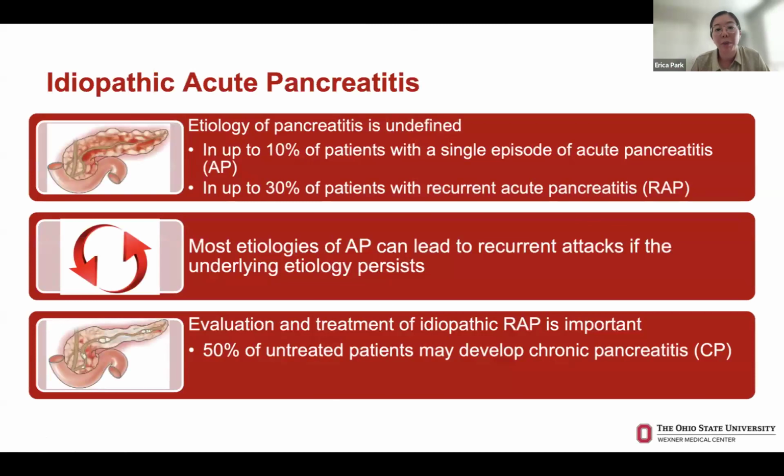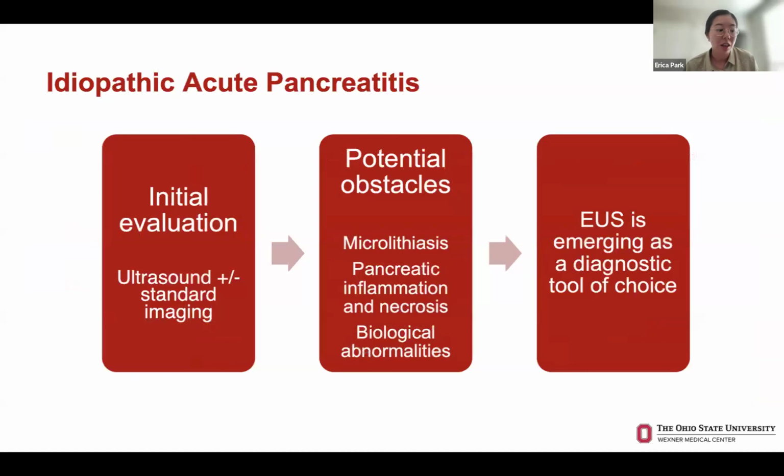In up to 10% of patients with a single episode of acute pancreatitis, and in up to 30% of patients with recurrent acute pancreatitis, the etiology of the pancreatitis is not identified after initial evaluation. Most etiologies of acute pancreatitis can lead to recurrent attacks if the underlying etiology is not treated, and this is important, as up to 50% of untreated patients with recurrent acute pancreatitis can progress to chronic pancreatitis.